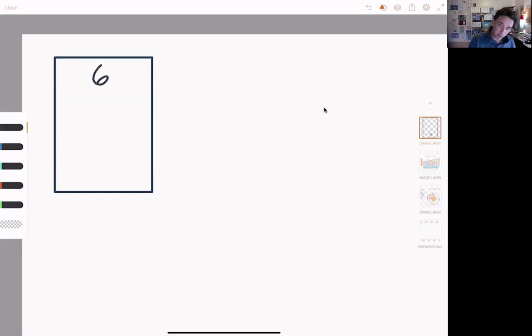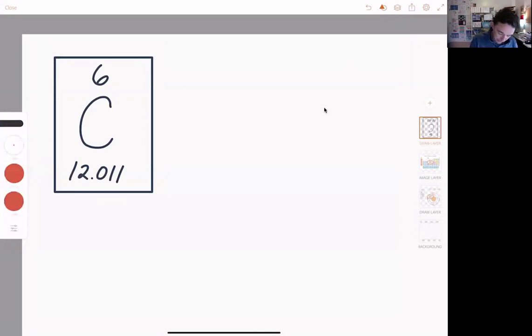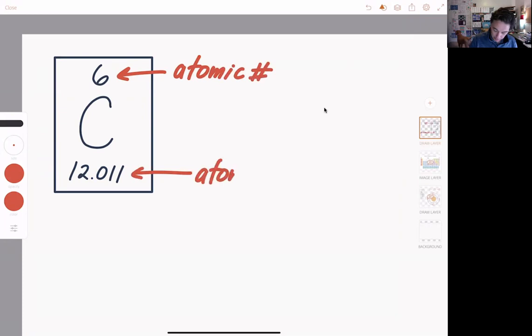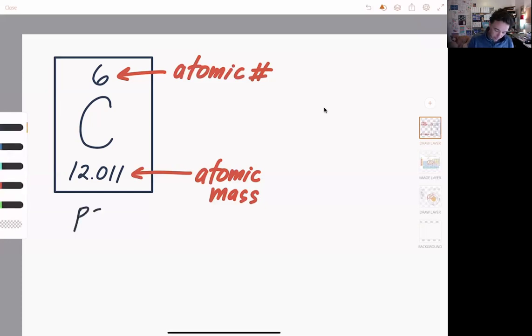So remember, we've got 6 here for carbon. It's C, and its atomic mass is 12.011. Remember, as a little review here, that this number here we call the atomic number. This number here we call the atomic mass or weight. And now let's calculate protons, neutrons, and electrons of this carbon atom.